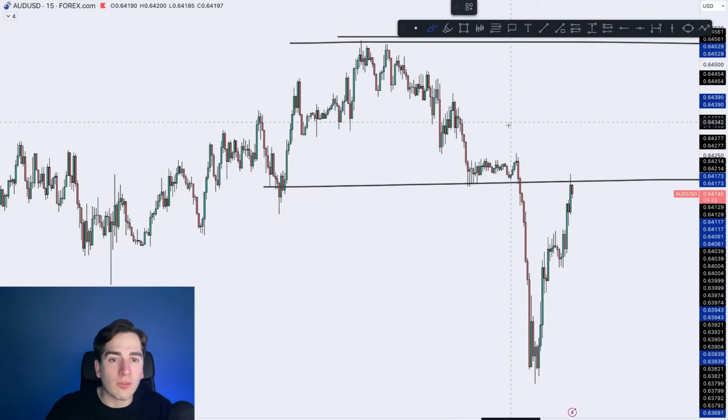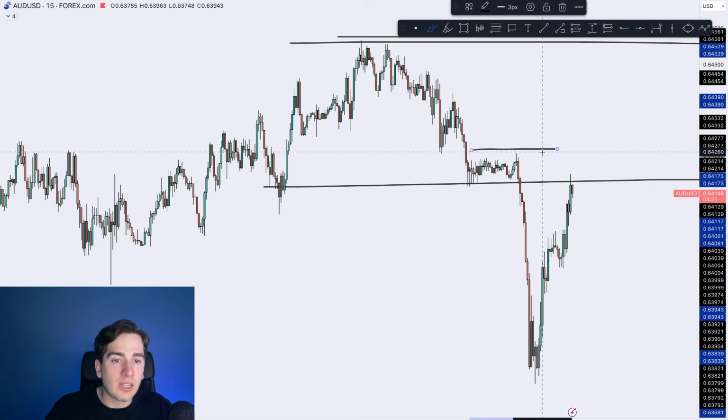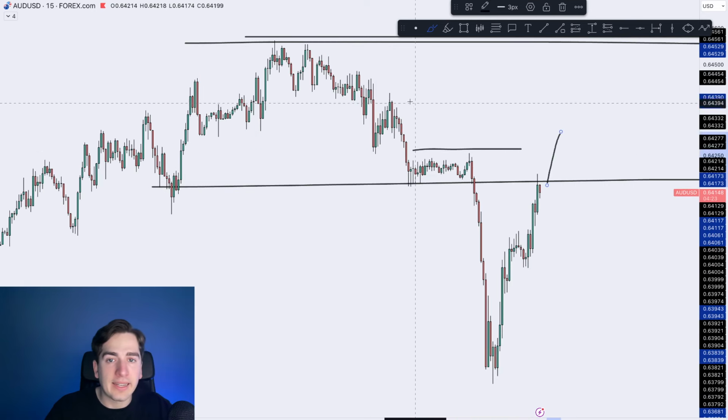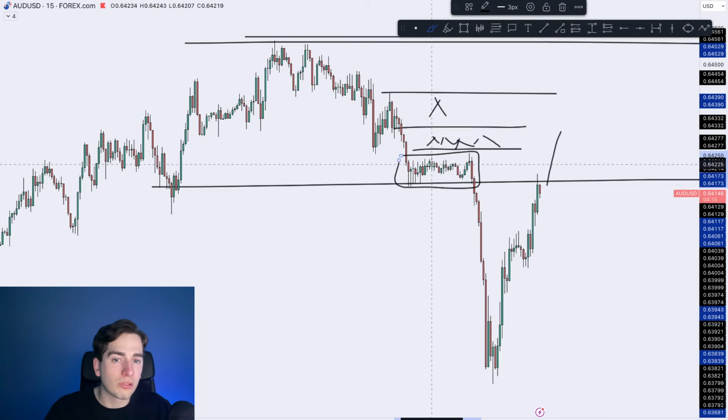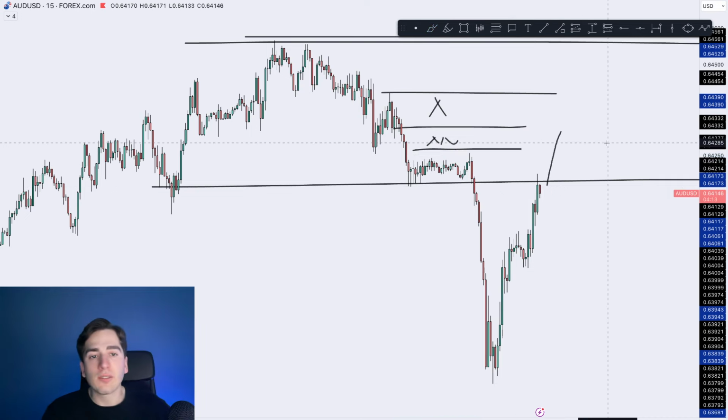So at the moment there's a lot of liquidity building up above these highs, so I definitely expect those highs to get taken out, and then we'll see how we react to these higher areas of supply over here after grabbing the liquidity above this area of consolidation. So that's it for AUD USD.